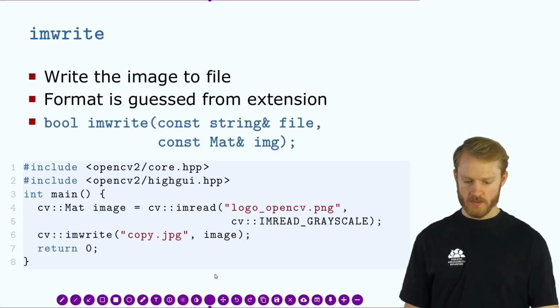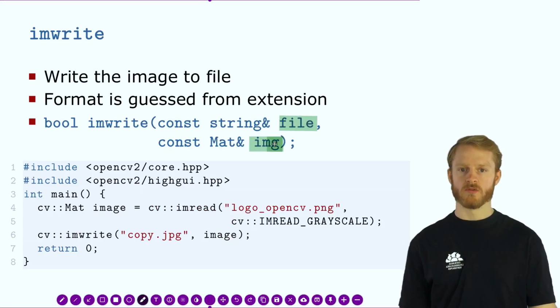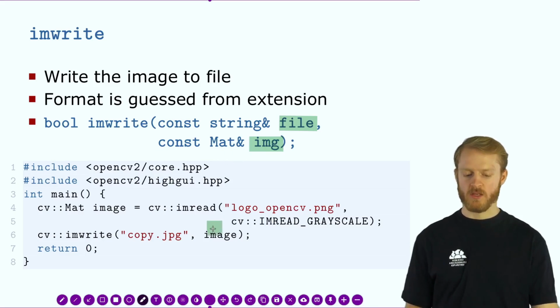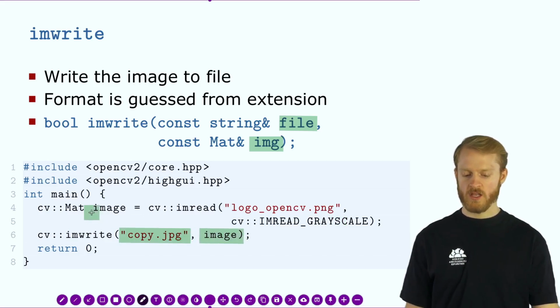So to write an image is again a very similar syntax. We specify the file name and then what we want to write, so the matrix. That has to be a cv::Mat matrix. So here we first read, for example, this image in grayscale, and then we just call imwrite with this string, with this file name, and then the image, which is this matrix that we have created here.